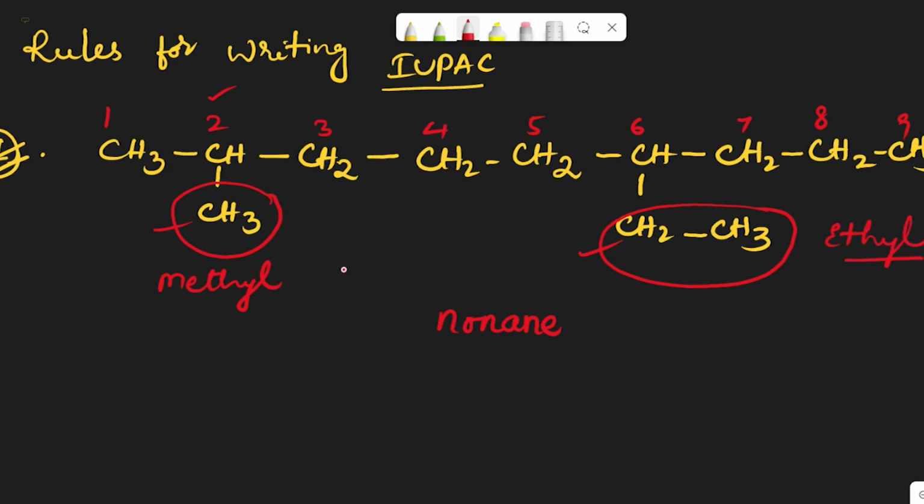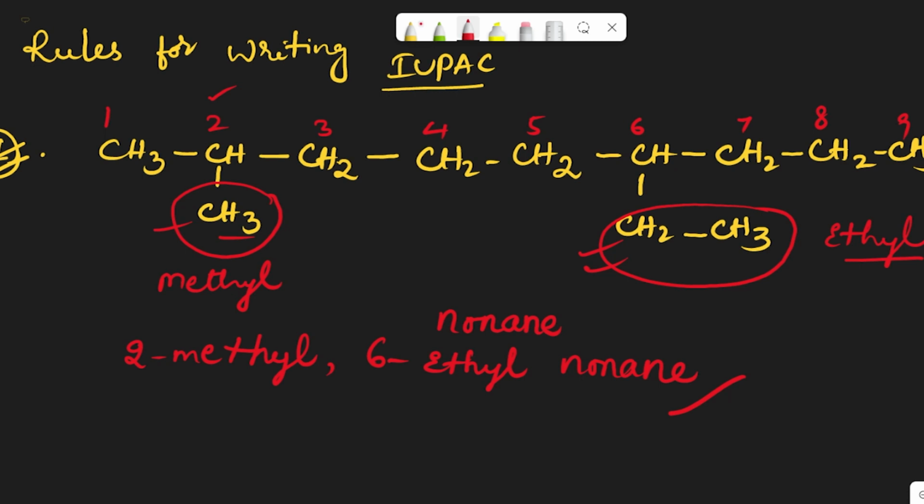So these two are considered as secondary prefix, because there is no primary prefix. Then we have to write down the prefix. So first of all we have to write 2-methyl, 6-ethyl, nonane. So this is the name of the given compound.